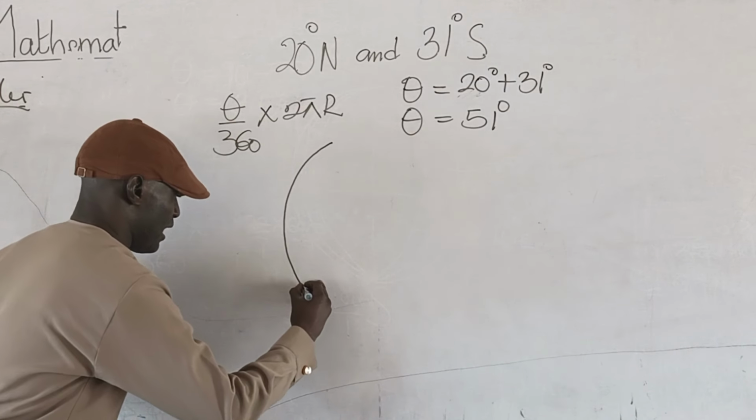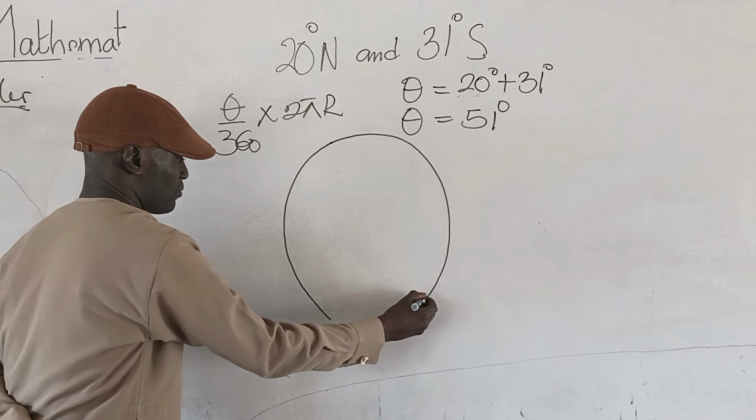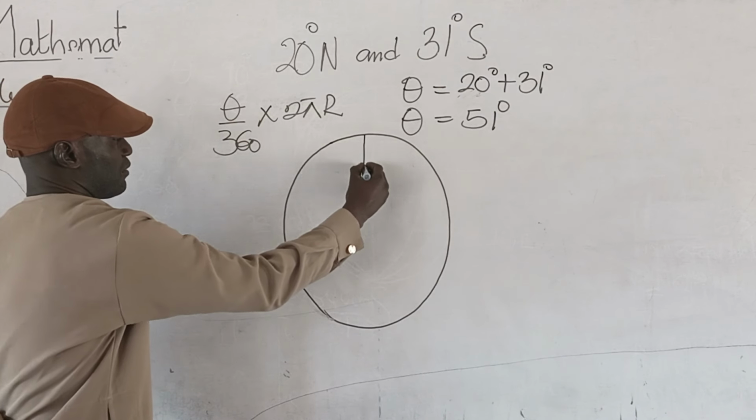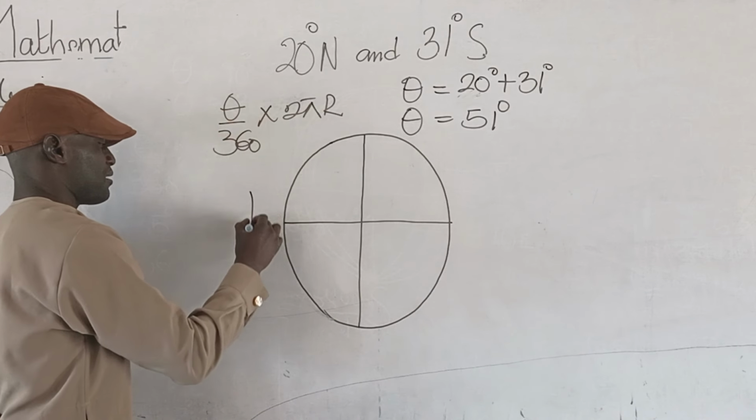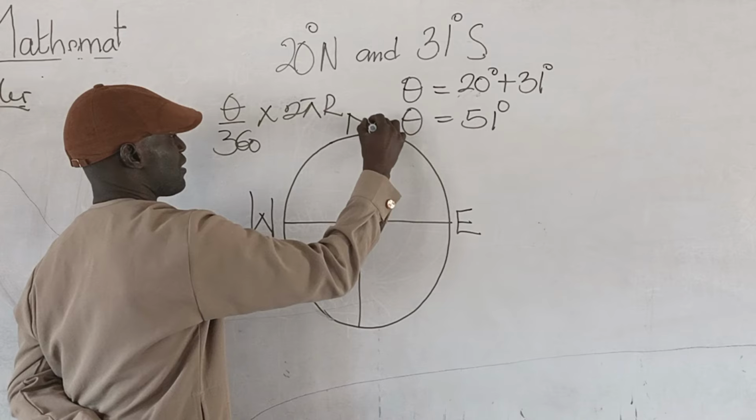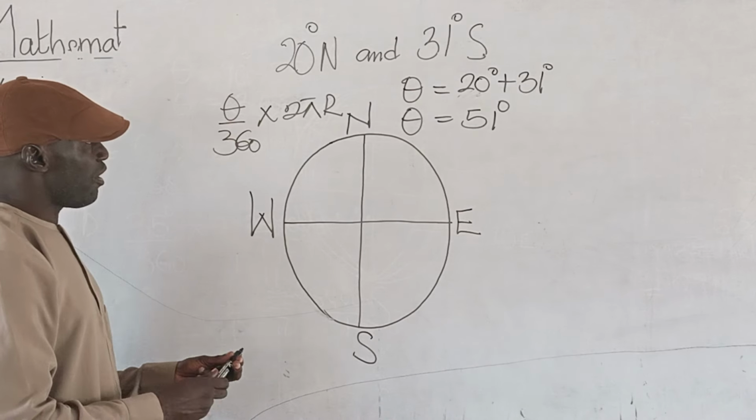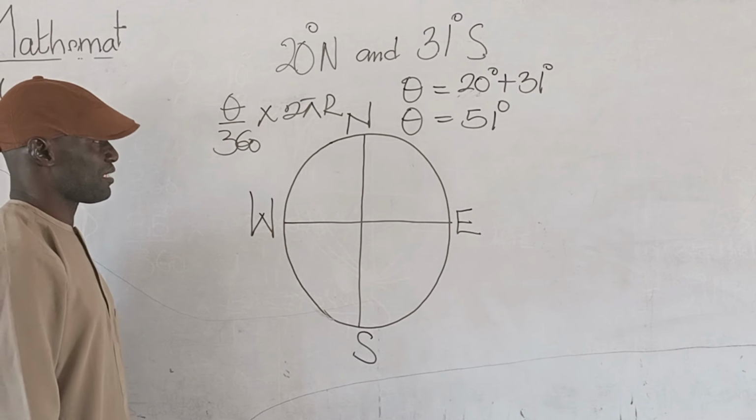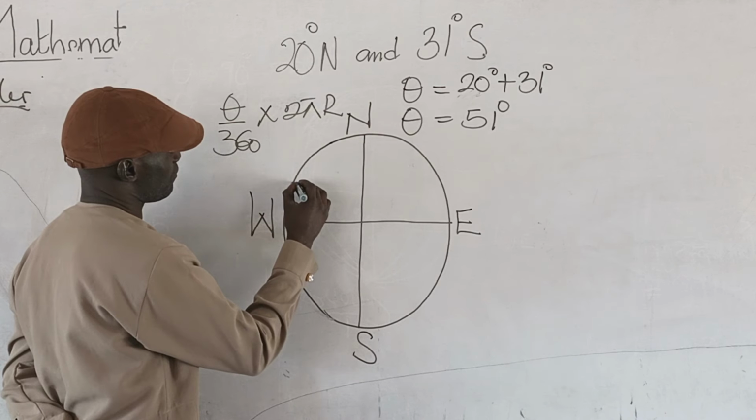You can see I'm trying to sketch out the diagram. This one is west, this one is east, north and south. Very good. Don't forget I said north and south are called latitude. If you want to sketch it out, the first one is 20 degrees north. I'm sketching it out: 20 degrees north.